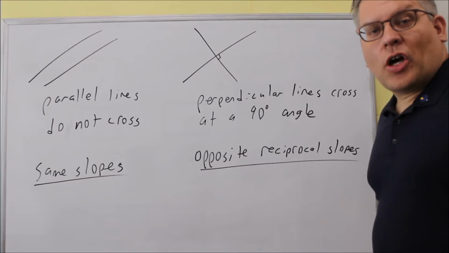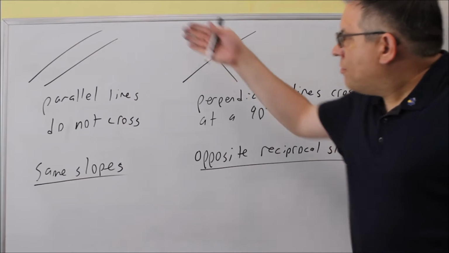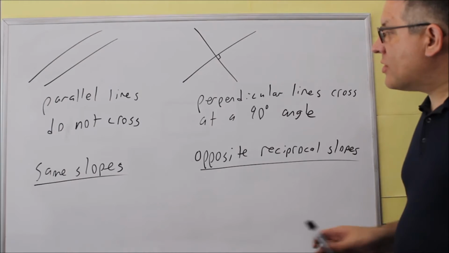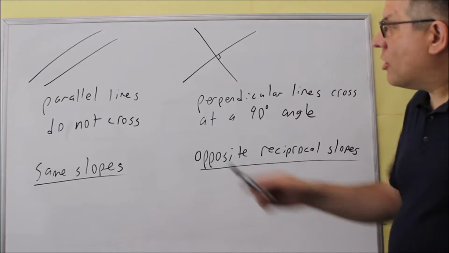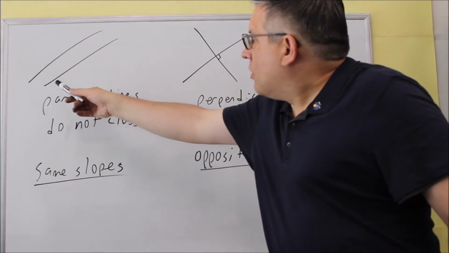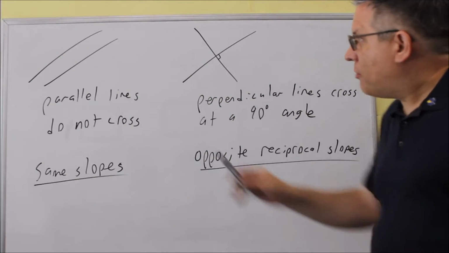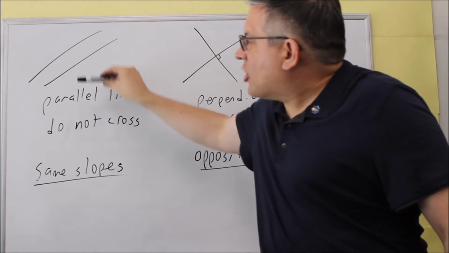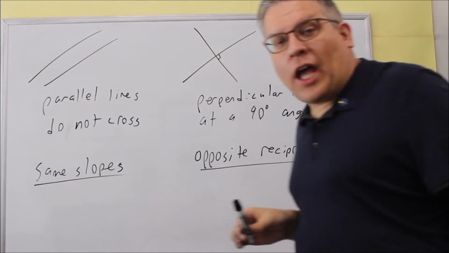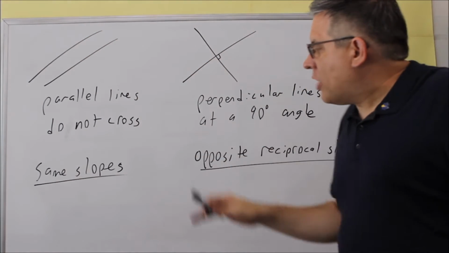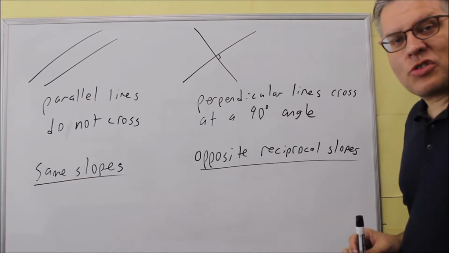We're going to talk about parallel and perpendicular lines. Now, parallel lines are lines that do not cross. So as we see here, these lines actually have the same slopes. If they have the same slope, that means they're never going to cross, because if they did, the slopes would have to be different. So if you have parallel lines, they always have the same slopes.